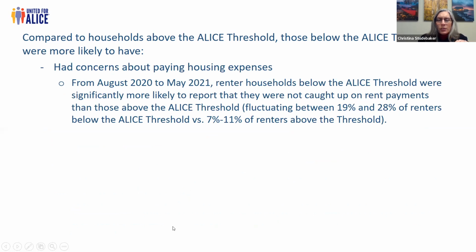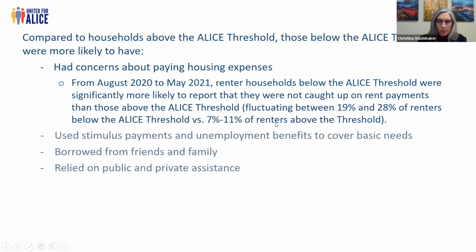They also had concerns about housing expenses. So we see here that they were not caught up on rent payments, fluctuating between 19 to 28% of renters were not caught up, compared to only 7 to 11% of people whose household incomes were above the threshold.